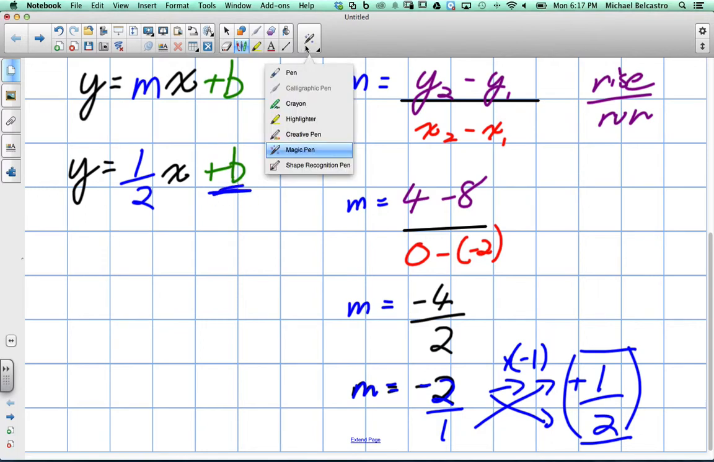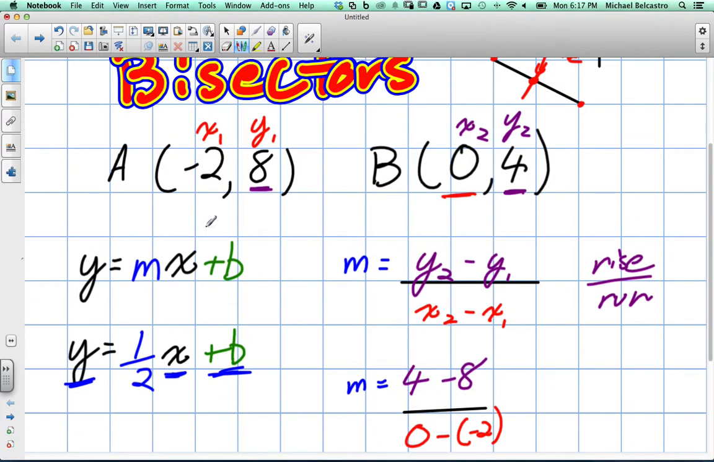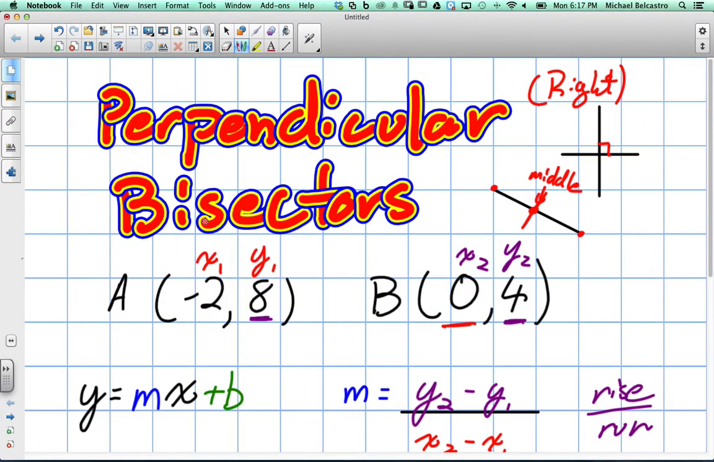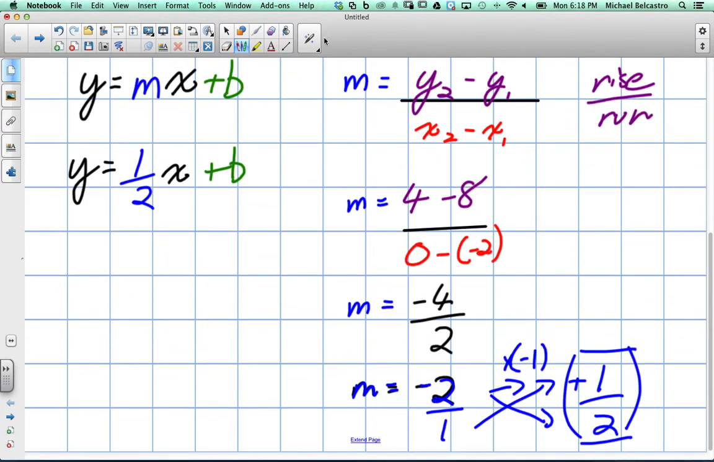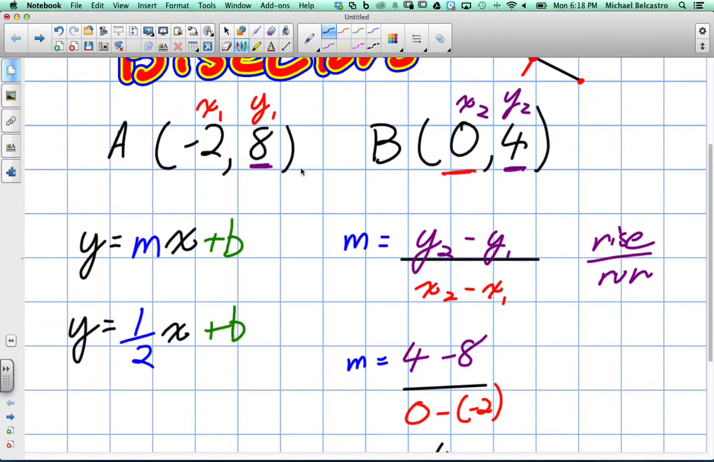Because we're looking for b, we need an x and y value. And luckily, no, actually, we haven't figured it out yet. In order to figure out where this point is, it's going to be the point that bisects, cuts in half. So in order to find the bisecting line, we need to find the midpoint. So we're now going to use the midpoint formula for this a and b.